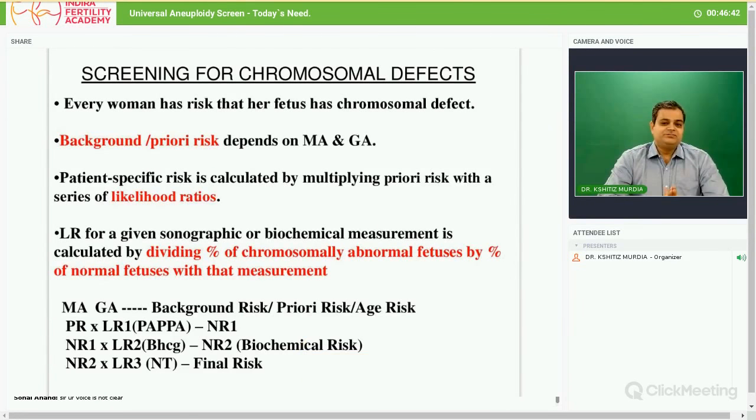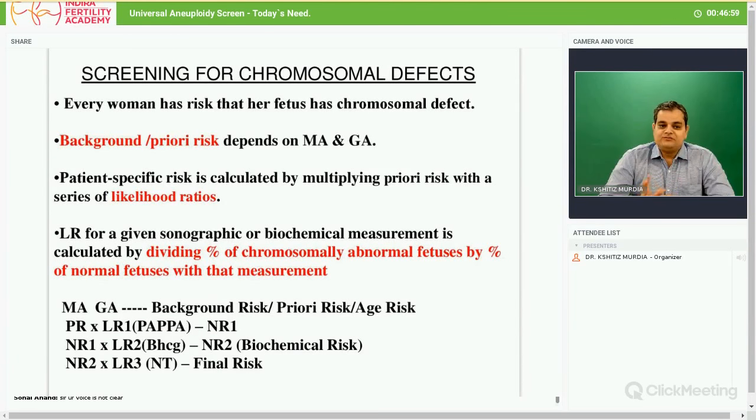So what's the physiology of doing a screening test? A screening test is to be done first of all. It's a thumb rule that it should be done universally for all women, because every woman carries a risk that her baby may have some chromosomal defect.